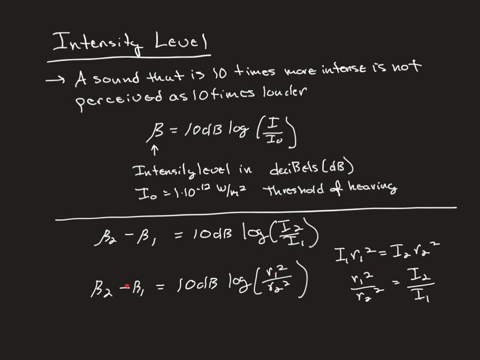So now we can get the change in intensity level based upon moving from distance 1 to distance 2. So we have two different methods. We can calculate the intensity level based upon the intensity of the sound, so how loud is it compared to how intense is it? Or we can compare two different intensity levels using two different intensities, or we can use distance to establish what the change in intensity is.